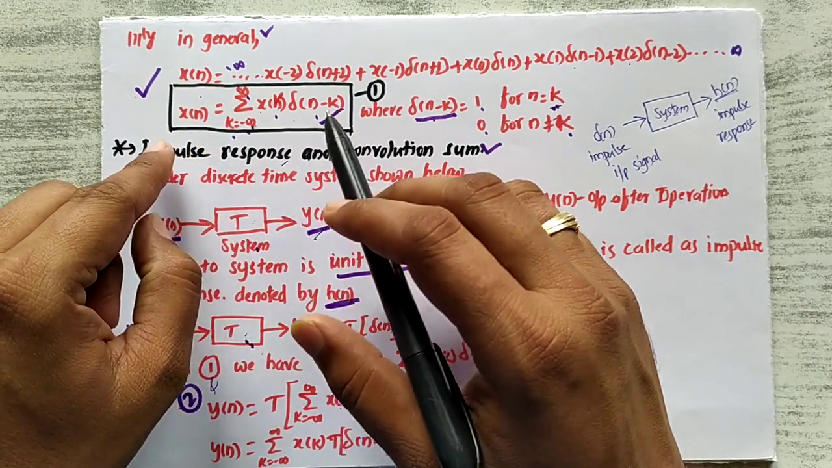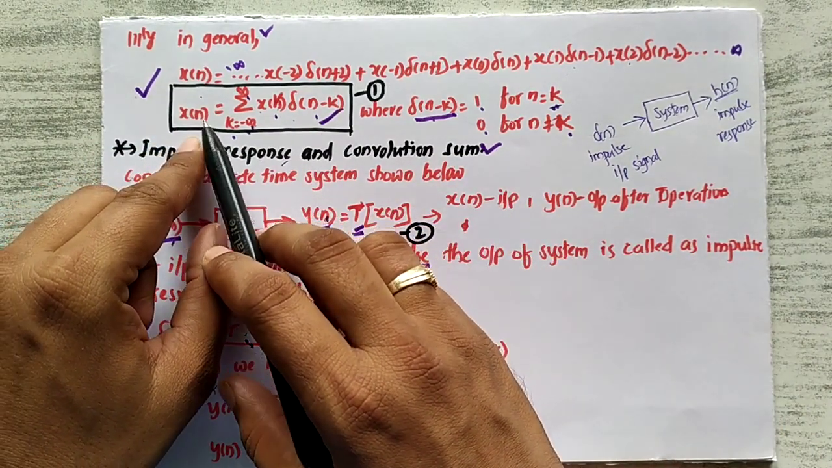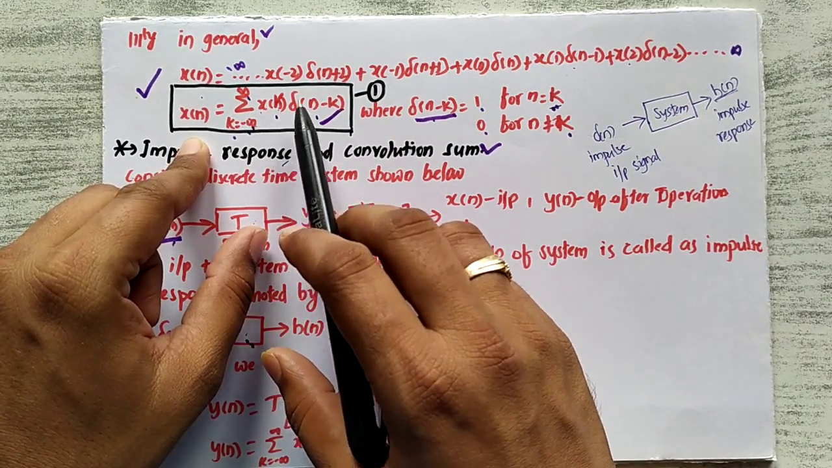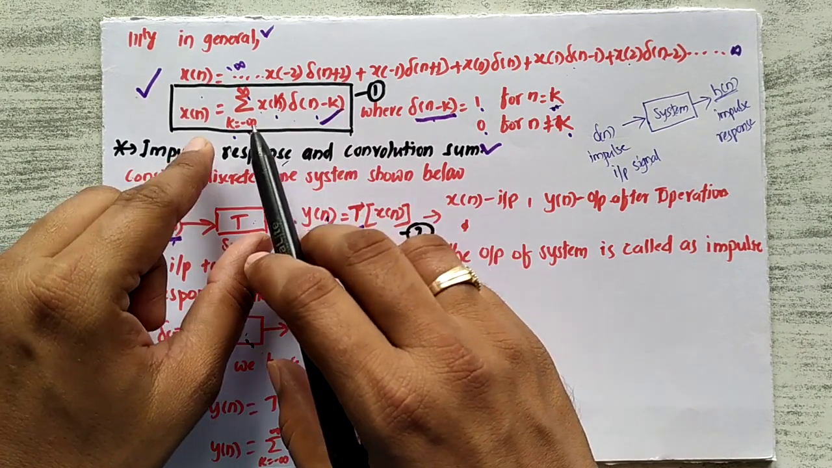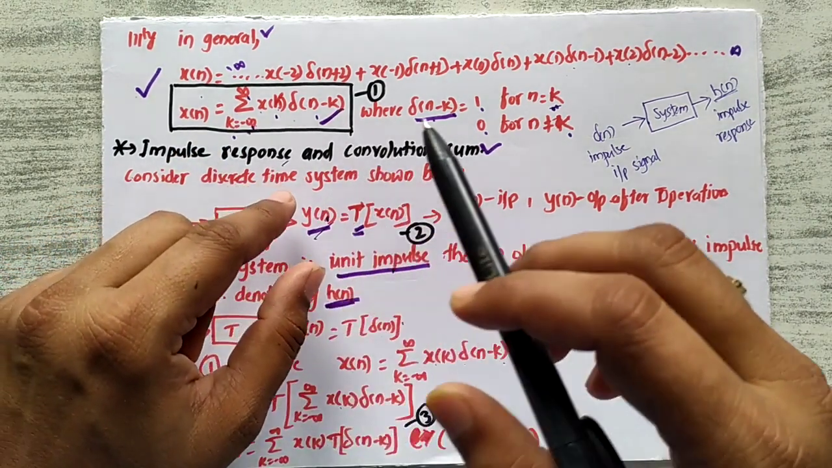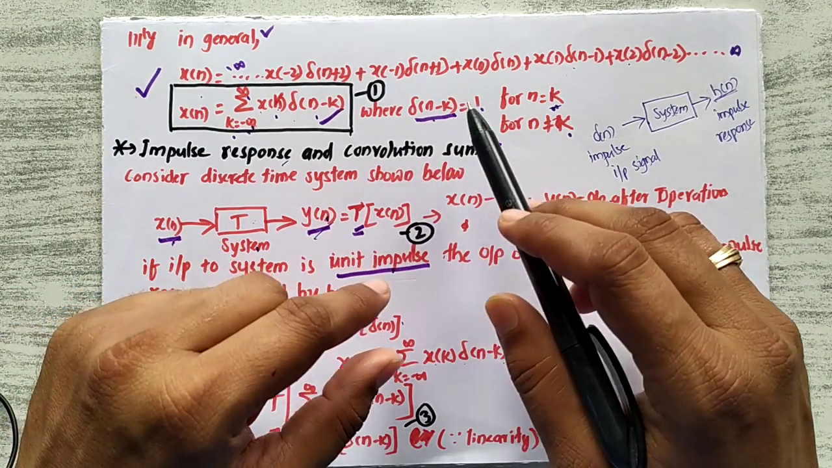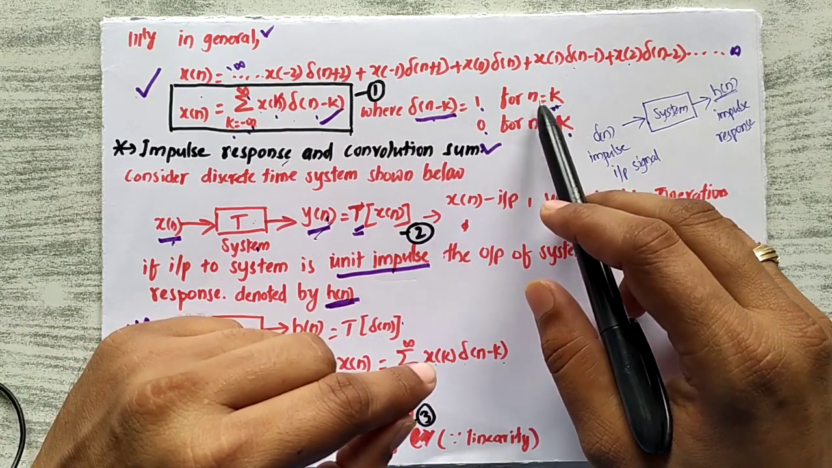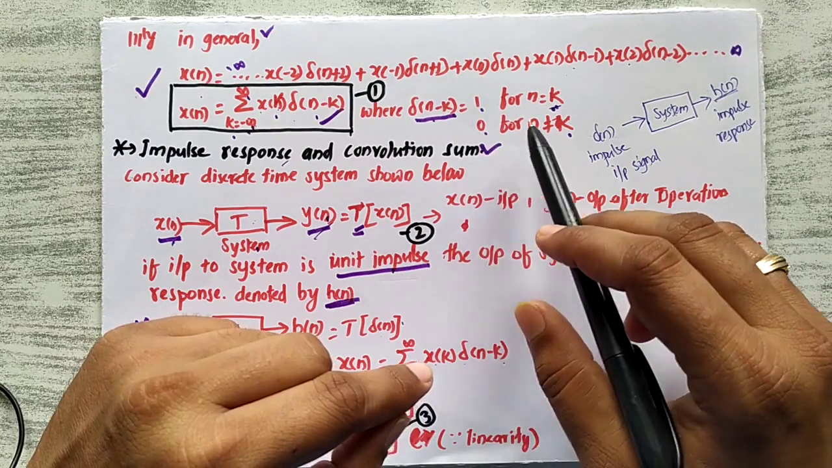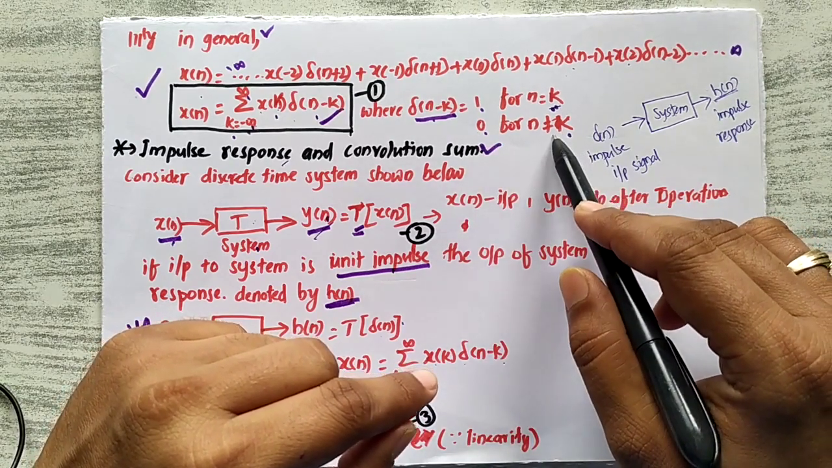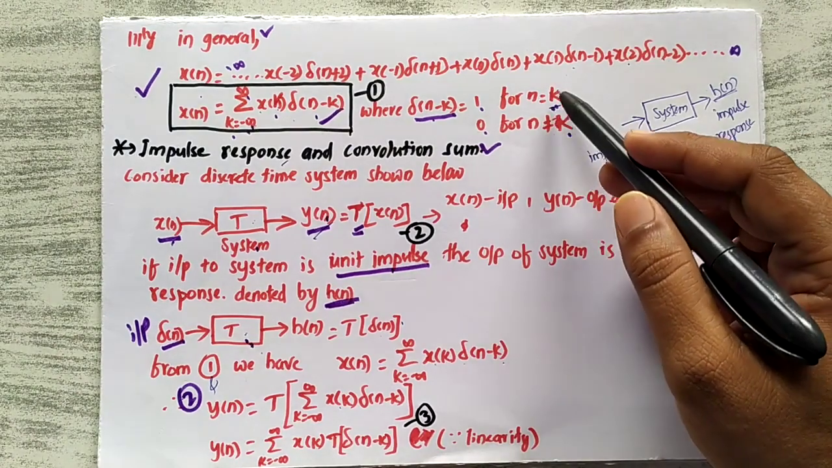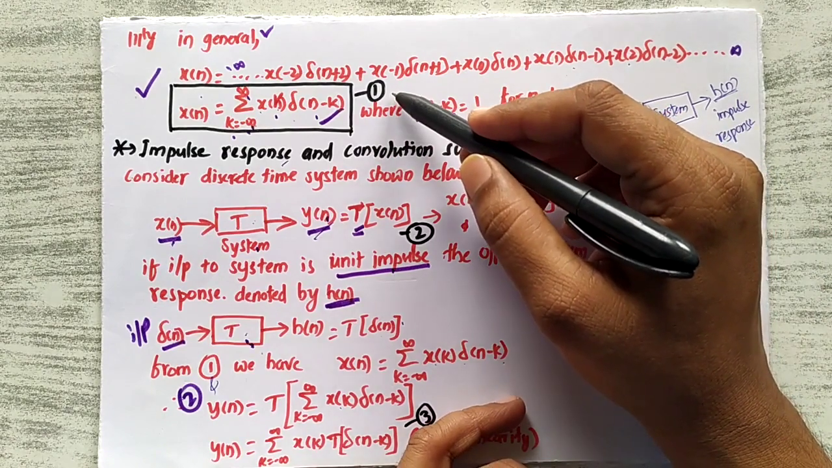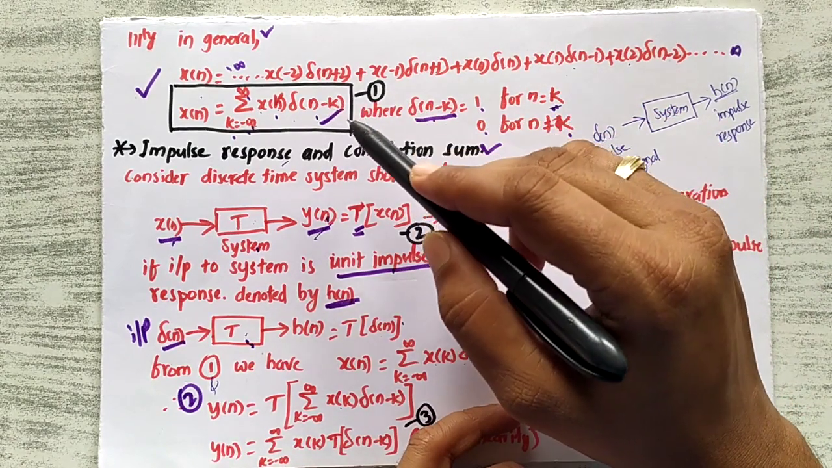And mathematically, how I can write it in general form: x of n is equal to summation k equal to -infinity to infinity x of k delta n minus k, where k is varied from -infinity to infinity. And what is this delta n minus k? Delta n minus k is the shifted impulse signal, and its value will be 1 for n equal to k, and it will be 0 for n not equal to k. So any value that is not k, it will be 0 only. This is a very important representation of a discrete time signal in terms of the unit impulse signal.